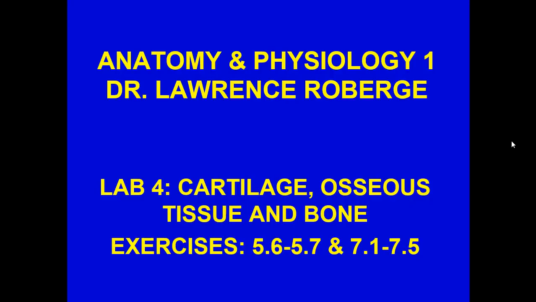Welcome. This lecture is for Lab 4, which focuses on cartilage, osseous tissue, and bone. Now, the exercises you're going to do in Syracuse are 5.6 and 5.7. That's mostly going to be the histology review part. And you're also going to go into the beginning of exercise 7, which focuses in this part on some of the basics of bone and osseous tissues. That's 7.1 to 7.5. I'll give you more details of your hand-in or worksheet assignment in a bit. Let's get started.